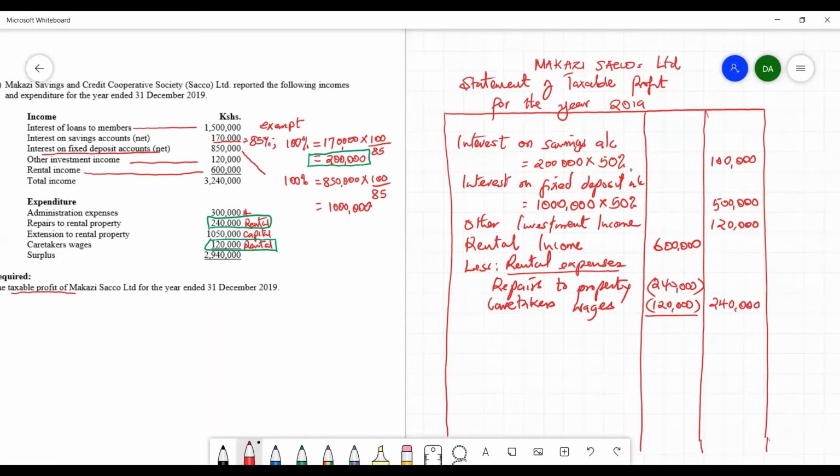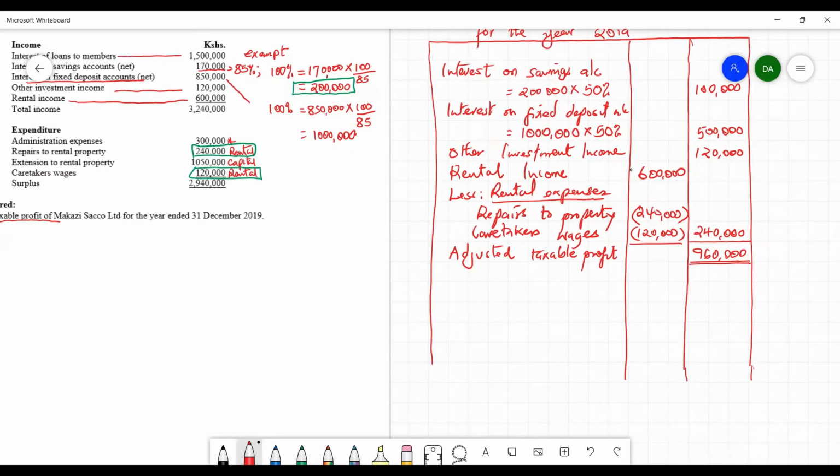Now we need to add all the taxable incomes, as you can see. And the total of the taxable incomes is equal to 960,000. After determining 960,000, we call it adjusted taxable profit. So that is how to determine the taxable profit for a SACCO.